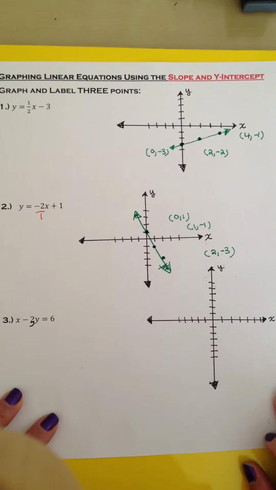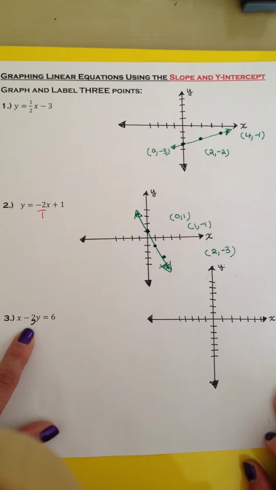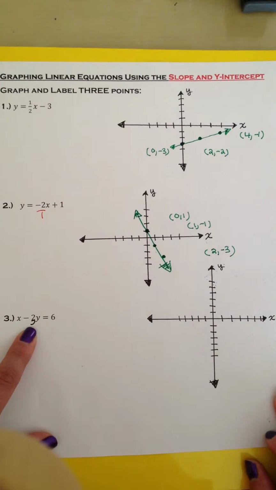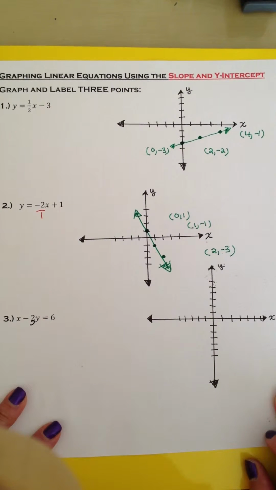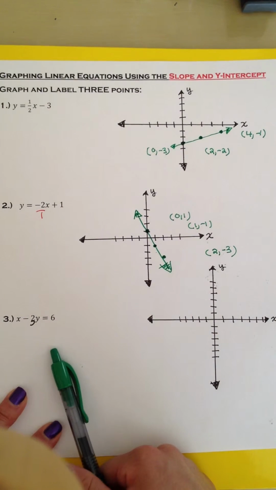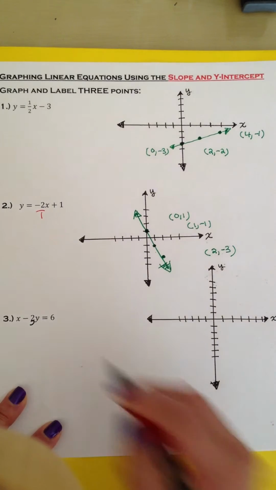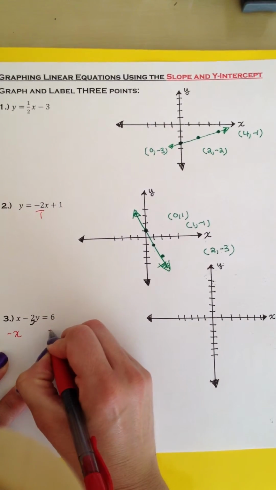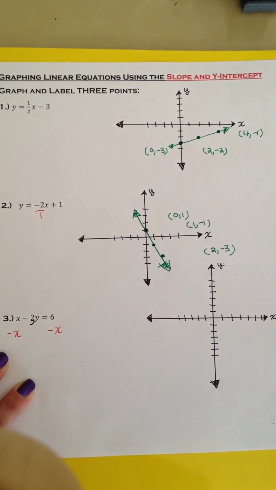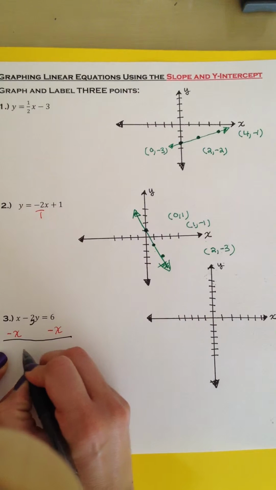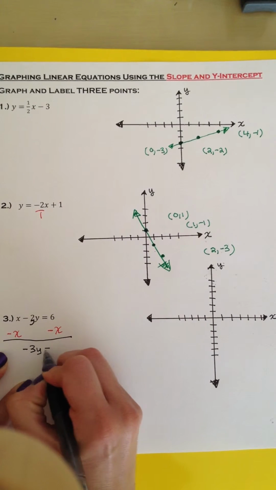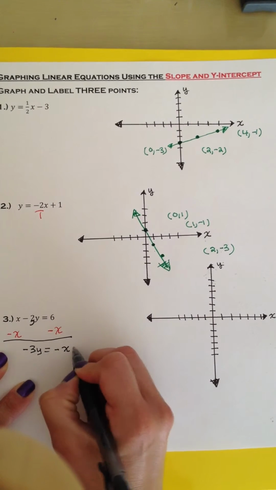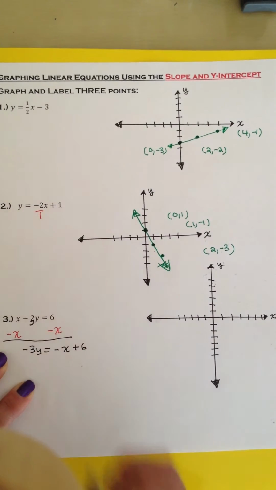Okay, last example. X minus 3y is equal to 6. That's really a 3. Okay, what we need to do is make sure that we solve for y first. That needs to be done first. In order to solve for y, what we do is subtract x from both sides, which gives us -3y equals -x plus 6.